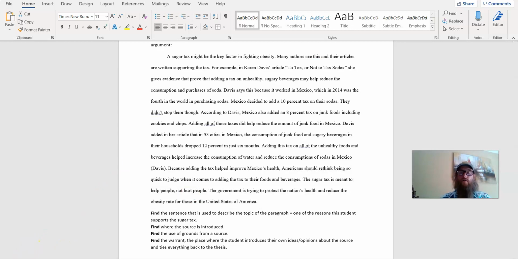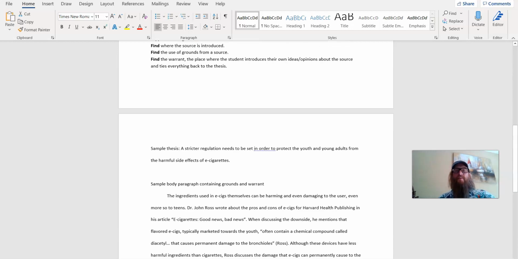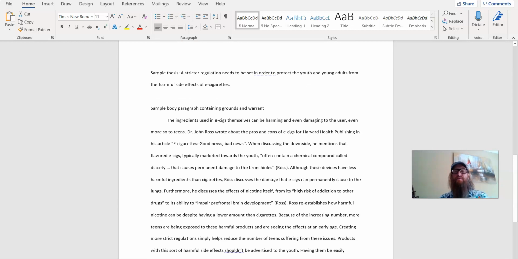Okay, so if you are a sugar tax topic person and you don't want to watch the e-cigarette part, then I guess you can skip ahead because we're going to talk about that one now. But again, I do think it's helpful to see both. Again, this is a body paragraph, just like the other one, from one of the sample papers. I put the student's thesis there so you understand what he's trying to support.